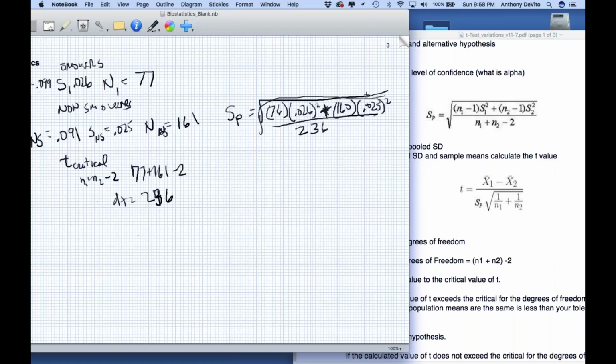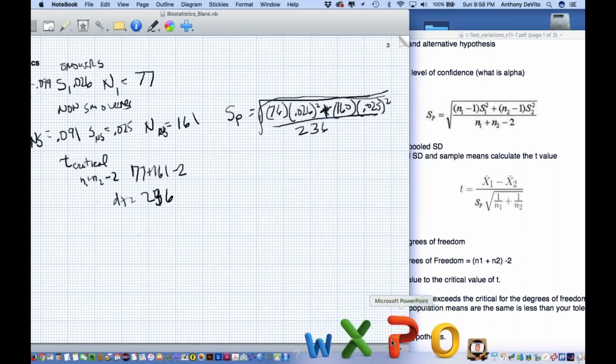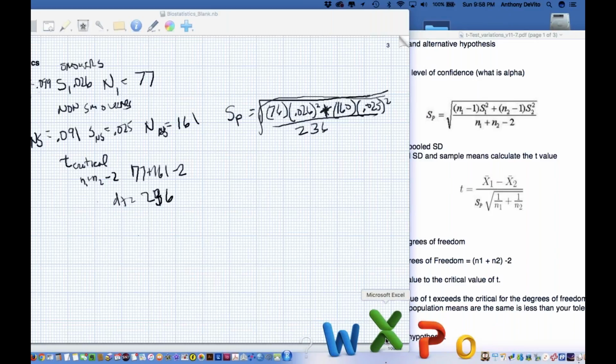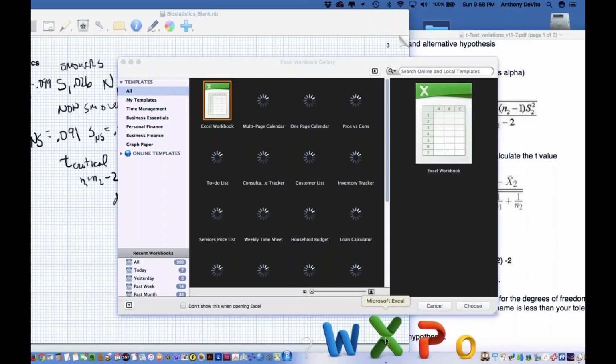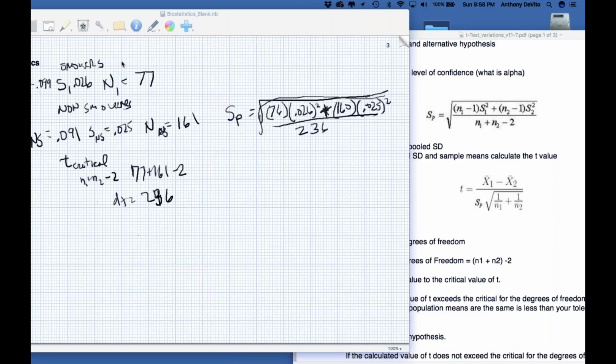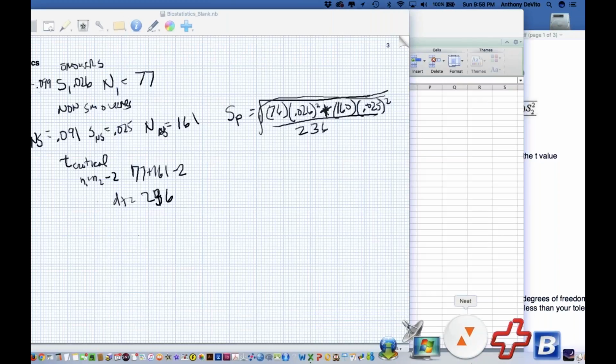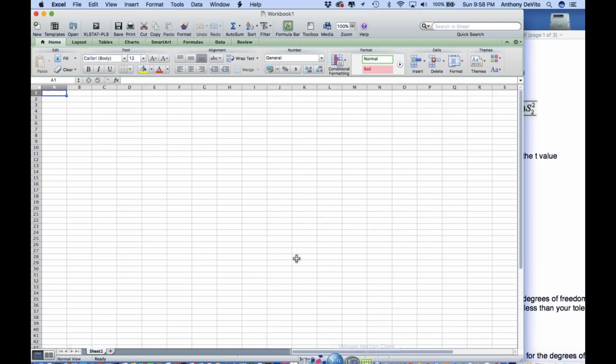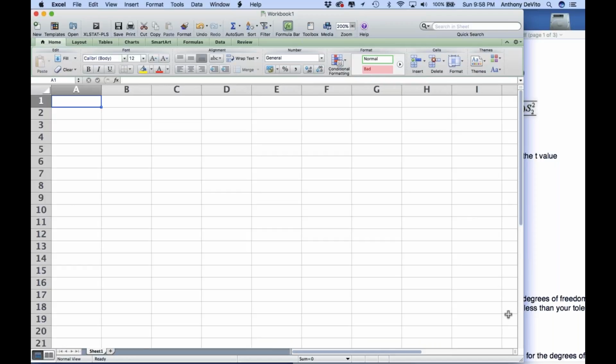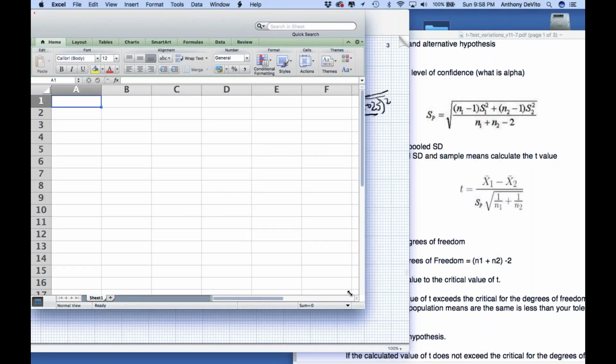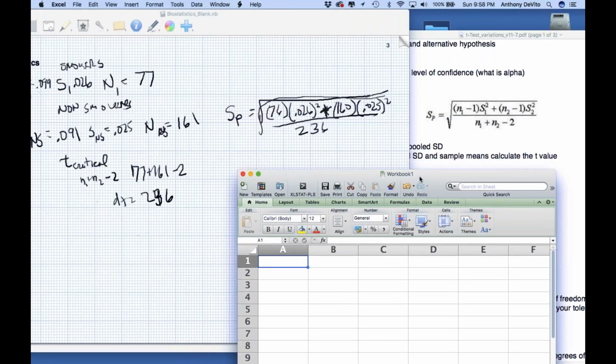Now, I like to use Excel to do this because I can do it in a few steps, and I can always go back and correct myself. So I'm going to pull up Excel for this. You can use a calculator if you want, but I encourage you to use Excel for a lot of these things. I'm going to make things a little bigger so it's easier to see. Let me go ahead and do this calculation in a couple of steps.